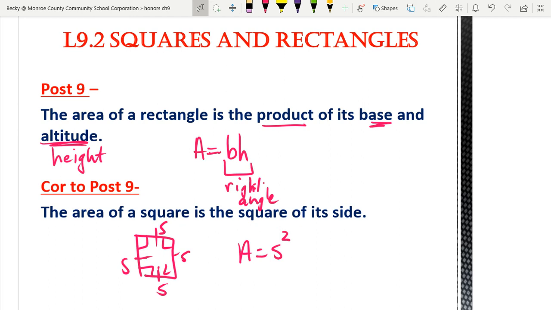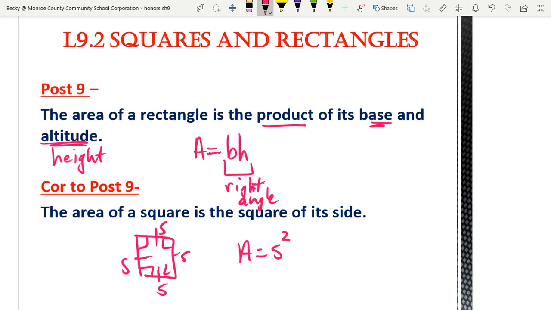All right, postulate 9. This talks about rectangles. Now, the way he words this is the area of a rectangle is the product of its base and altitude. Well, guys, an altitude is a height. So I just use the formula B times H. We did this the other day. And the B and the H always have to come together and make a right angle.